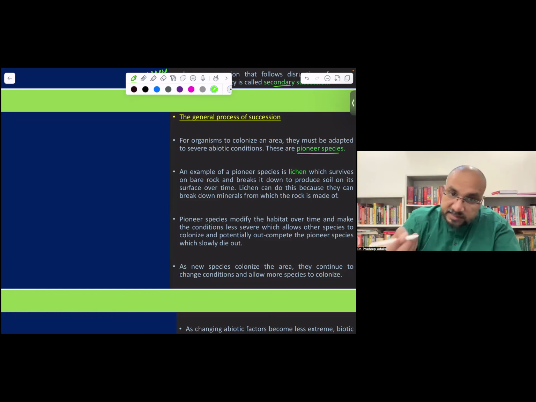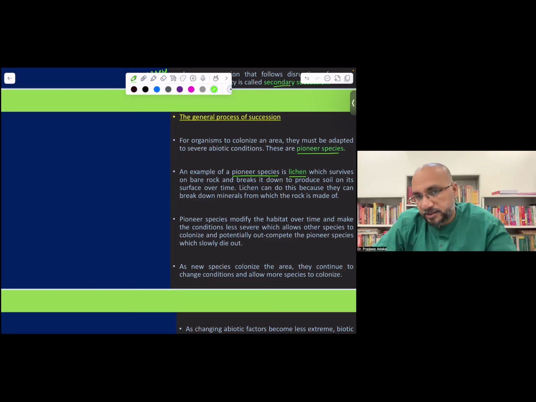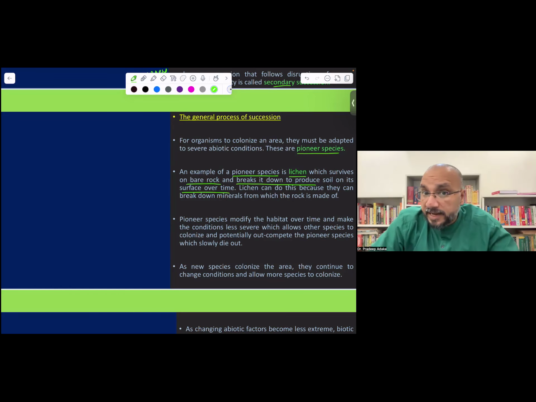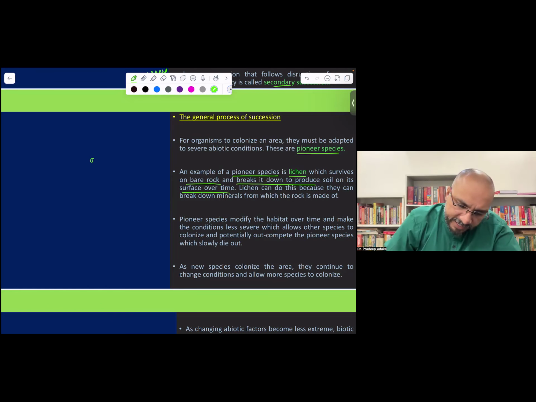An example of a pioneer species is lichen. Lichen is a mutualistic association between algae and fungus. This is obligate mutualism. They cannot survive without each other. So it is a mutualistic association of fungus and algae. It survives on bare rocks and breaks them down to produce soil on its surface over time. Now these lichens produce organic acids.